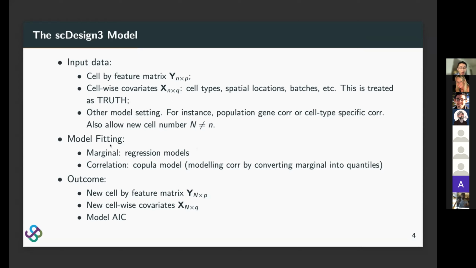For the model fitting part, we have 2 parts. The first one is the marginal model fitting. So we will use regression models for each gene. And the second thing is the correlation part.